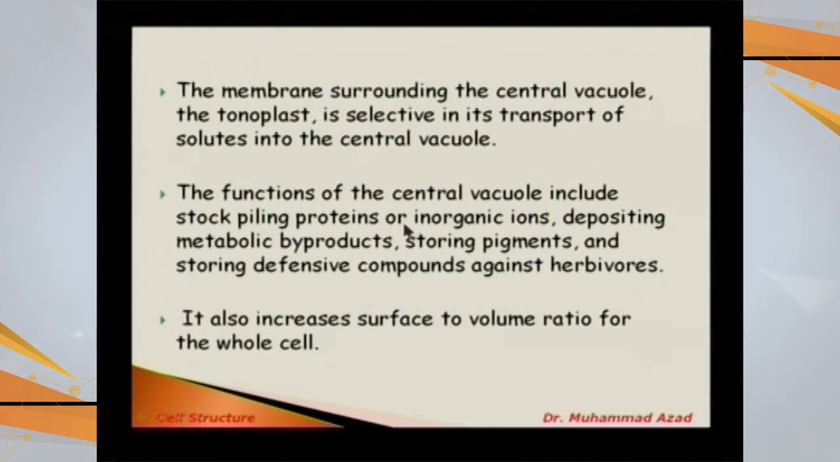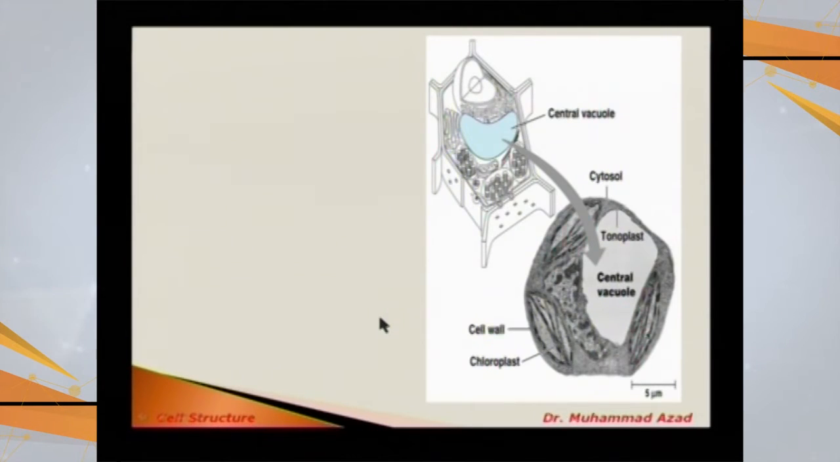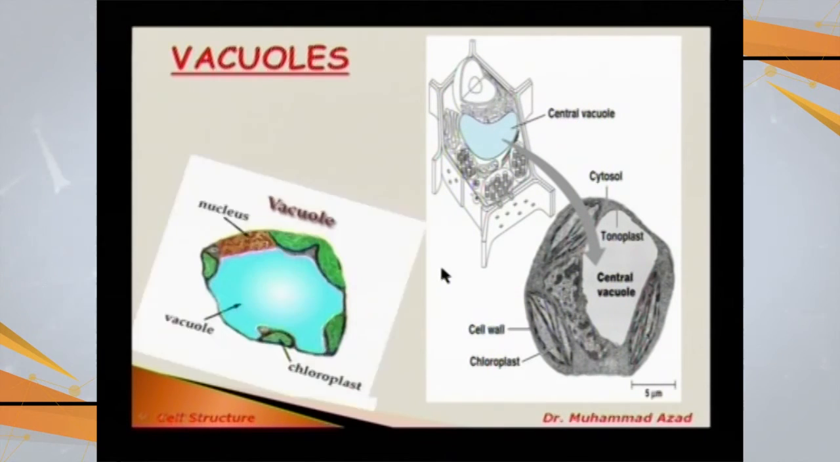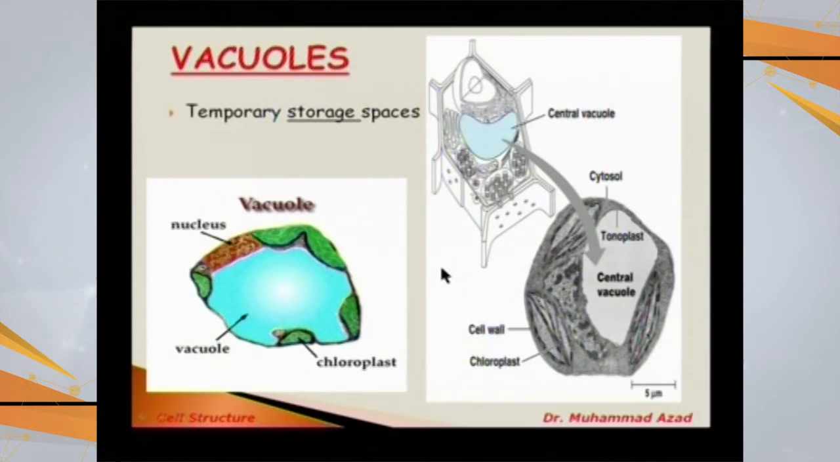The functions of central vacuoles include stockpiling proteins or inorganic ions, depositing metabolic byproducts, storing pigment and storing defensive compounds against herbivores. It also increases the surface to volume ratio for the whole cell. Looking at this, this is a central vacuole in a plant cell, and this membrane, the outer boundary of the vacuole, is given the special terminology of tonoplast. So these vacuoles act as a temporary storehouse, and this store may have food, water, waste and a lot of other compounds.